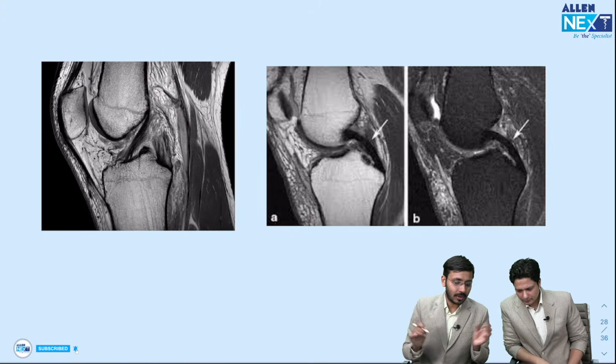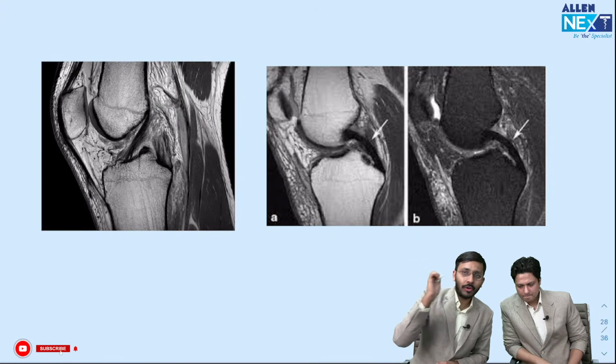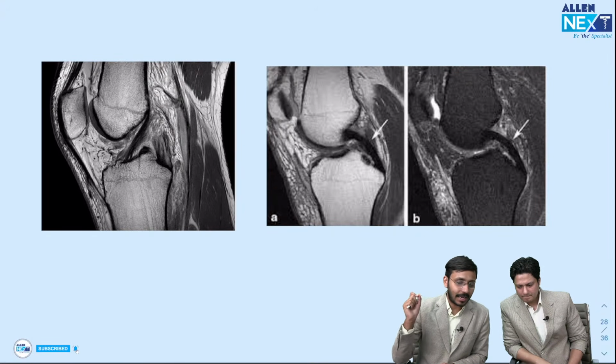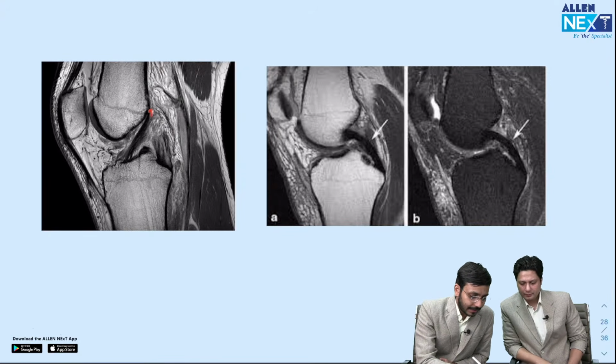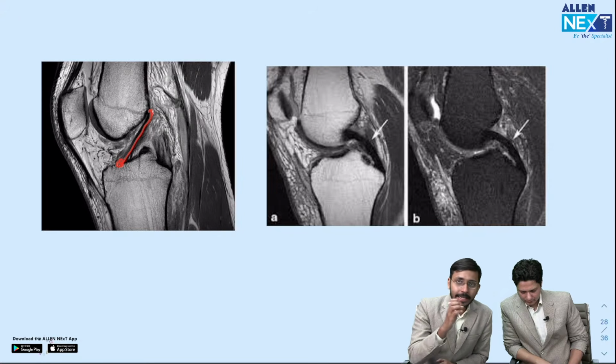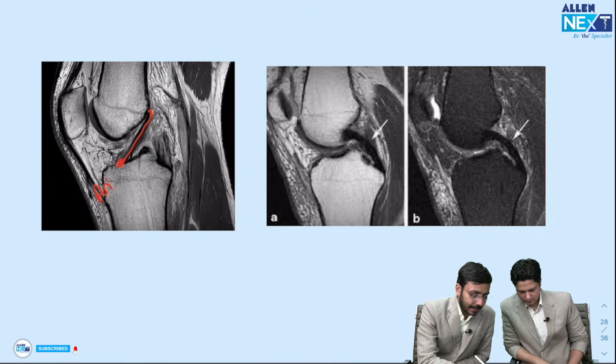Where are they located? As the name suggests, the anterior cruciate ligament is the anterior ligament. For theoretical purposes, the ACL arises from the inner aspect of the lateral femoral condyle and inserts on the anterior part of the intercondylar area. So the ACL attaches to the anterior part of the tibia.